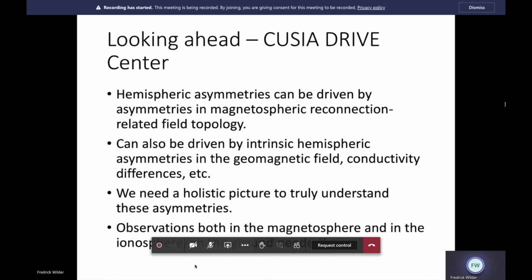So some final thoughts, looking ahead at this new DRIVE center, which is studying hemispheric asymmetries in geospace. This shows you could actually get hemispheric asymmetries just by magnetic field topology and reconnection happening in different places in different hemispheres. But it can also be driven by asymmetries in the geomagnetic field and conductivity differences in different ways. And so having a holistic picture can really help us understand these asymmetries. And, in addition to simulations, we need observations, both in the magnetosphere, in the ionosphere, and on the ground, to really iron these out. And we need a lot more events. I only looked at one event here.